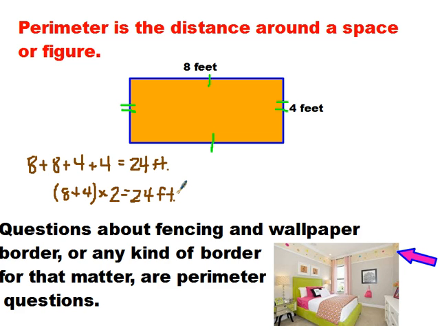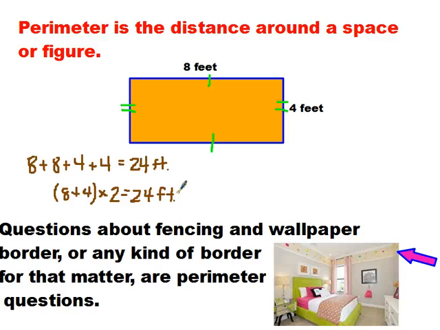Questions about fencing, about wallpaper border, or any kind of border for that matter, are perimeter questions. So when you're looking at a word problem in particular, you need to stop and say, okay, are they asking me for the space around? Does that make sense to do that? Or are they asking for the space in the middle?